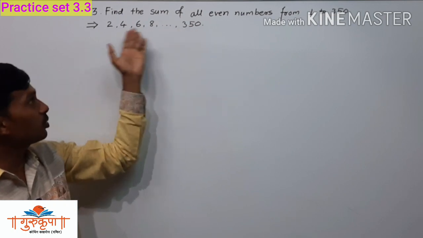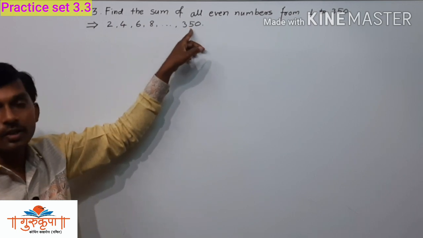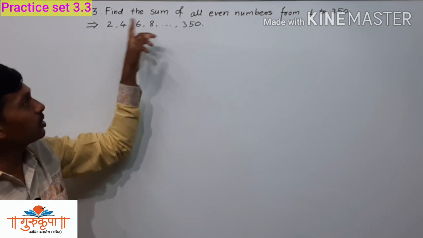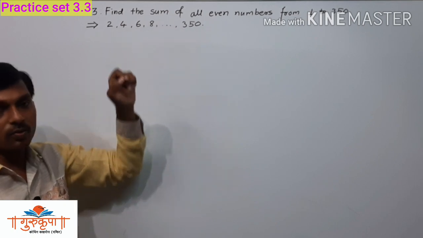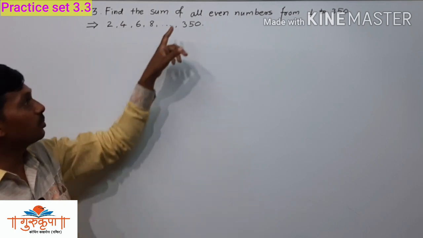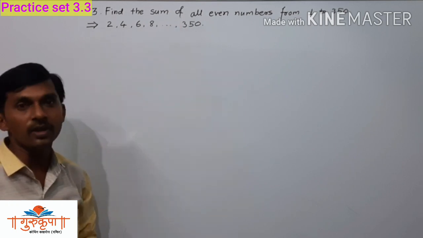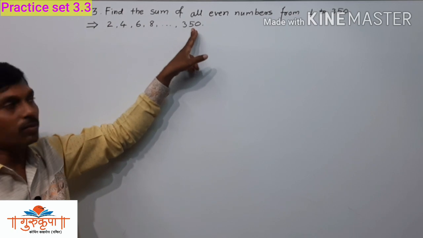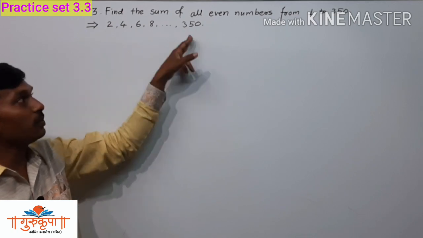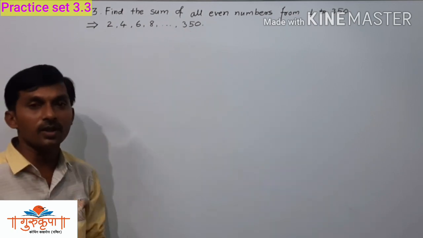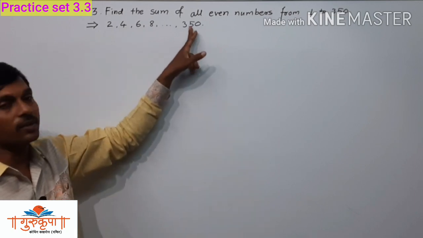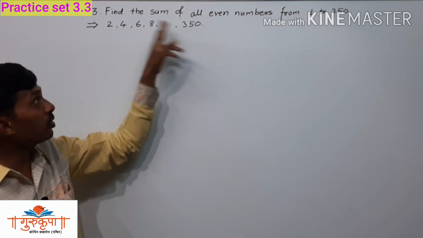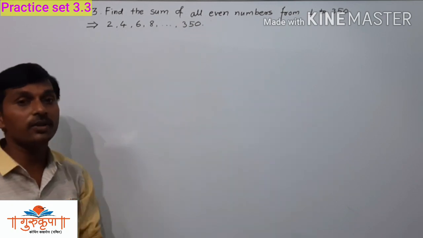350 is a term of this AP, but we didn't know which number of term it is. So first of all we have to find which number of term is 350. If 350 is the 112th term of this AP, then we have to find S112. If 350 is the 127th term of this AP, then we have to find S127.